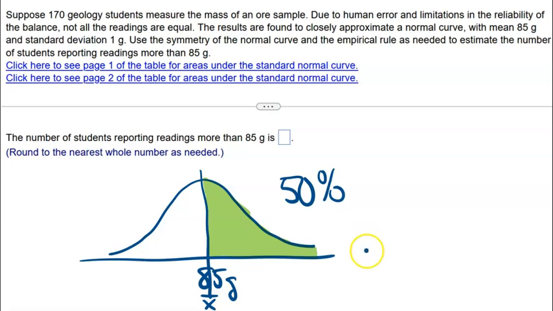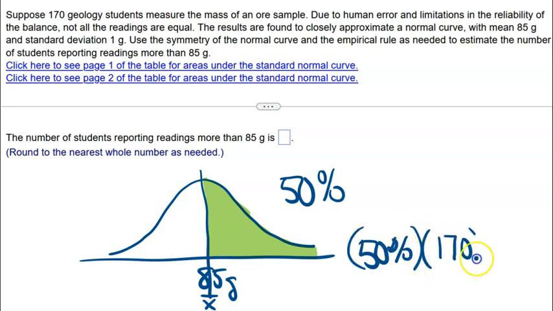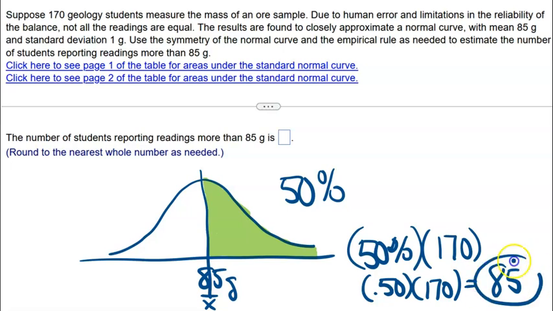So I multiply 50%, that's a percent sign, y'all, times 170. And what is 50% times 170? Well, change that 50% to a decimal, 0.50 times 170, which is the same as half of 170. What do you get? I got 85. And notice we did not use the table for that.